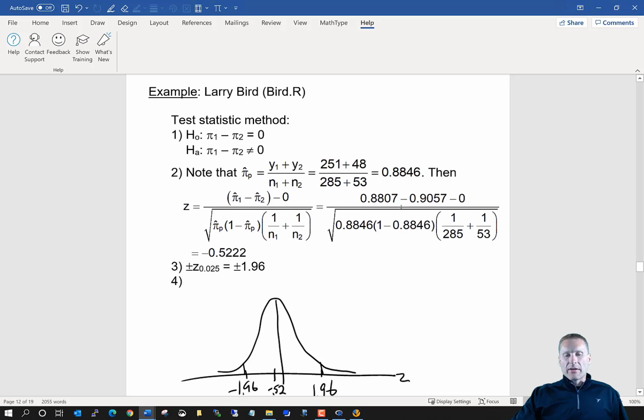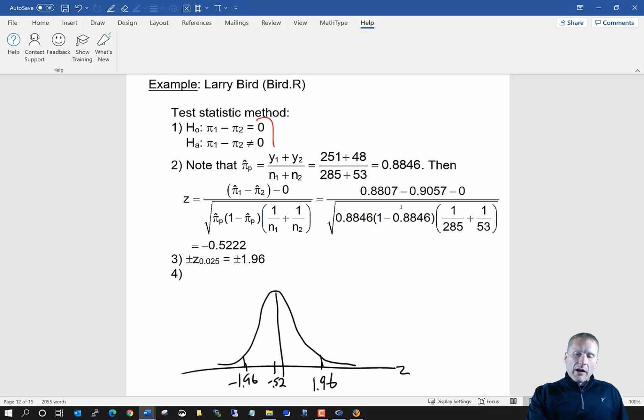Okay, so let's go back to the Larry Bird example. We state our hypotheses. We find this overall estimate, or sometimes people call it a pooled estimate for the proportion, because we're pooling over the two different populations. And now we get 0.8846. So we plug that 0.8846 into the appropriate spots there. Notice we have a pi hat 1 and a pi hat 2 here. We don't have the pi tildes. We do the math, and we get negative 0.52. For using alpha 0.05, our critical values would be plus or minus 1.96.